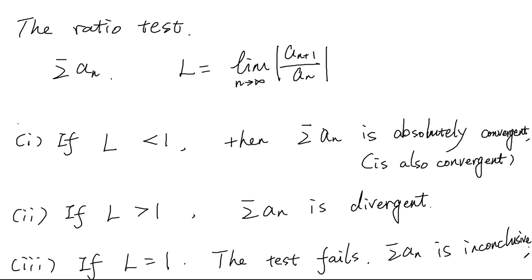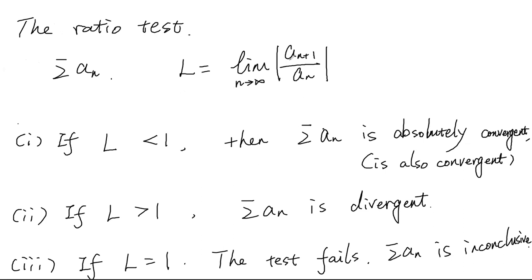So there are two notes I want to put here. So the ratio test, you can consider it as a comparison with the geometric series, because the limit L is determined to be the limit of the ratio between two terms. So when n is sufficiently large, a_{n+1} is approximately L times a_n.